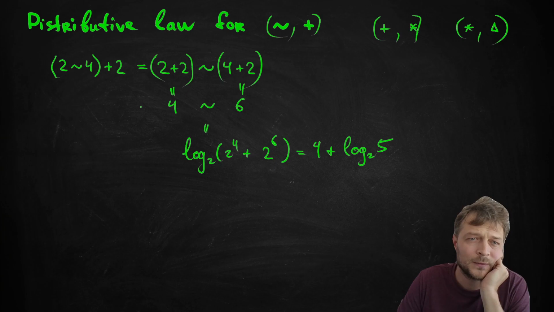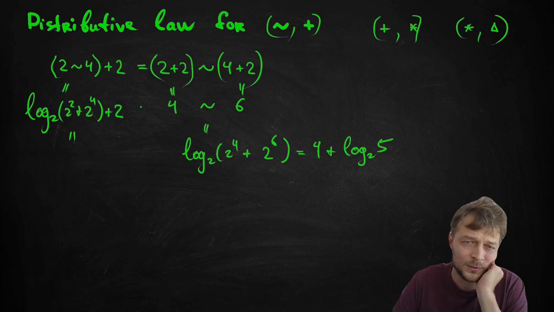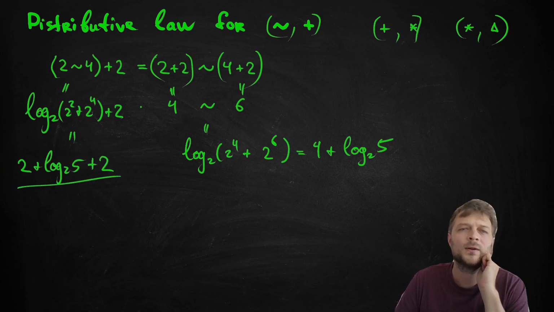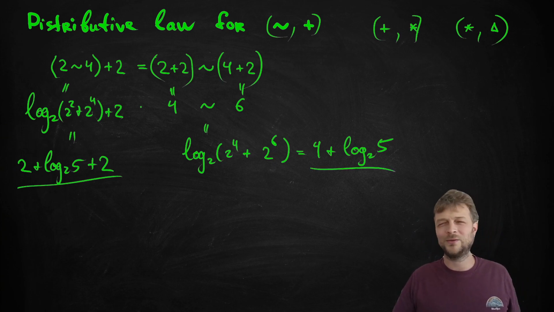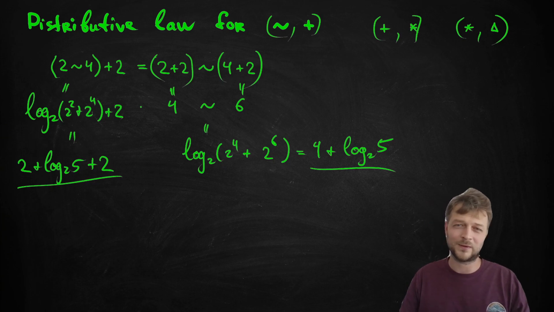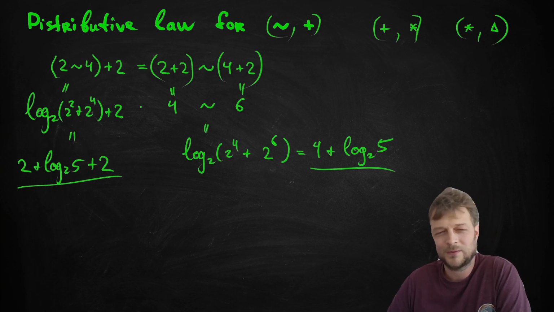Here we have log 2, this is equal to 2 to the power 2 plus 2 to the power 4 plus 2. This is equal to 2 plus log 2 5 plus 2. So these two are equal. So distributive law works. I do not prove it in general, but you can do it yourself. I think it works. And yeah, that's another interesting property of this operation.